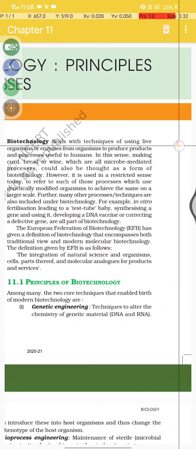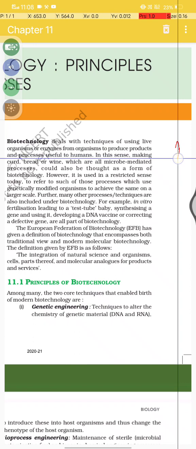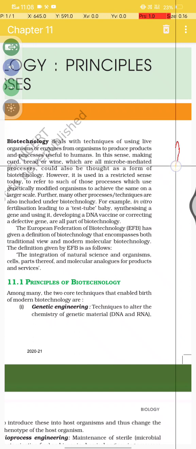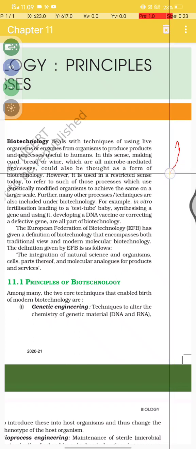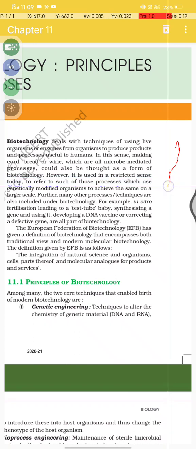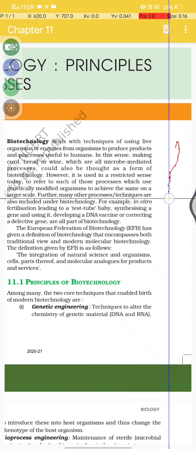Biotechnology deals with the technique of using live organisms or enzymes from organisms to produce products and processes useful to humans. In this case, making curd, bread, or wine, which are all microbe-mediated processes, could also be thought of as a form of biotechnology. However, it is used in a restricted sense today to refer to those processes which use genetically modified organisms to achieve the same on a larger scale.